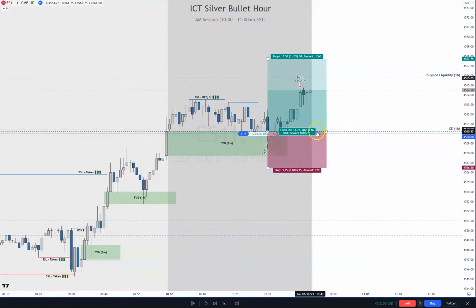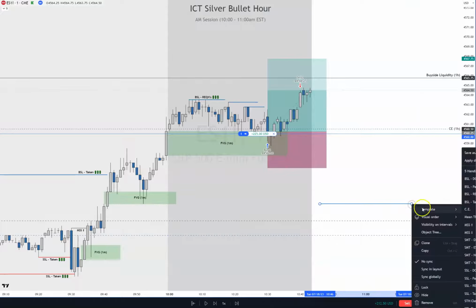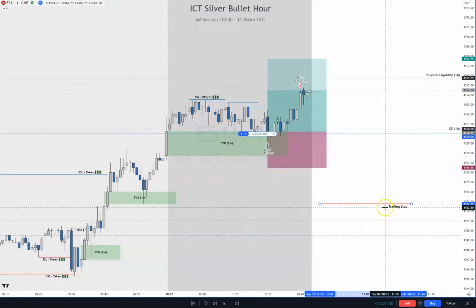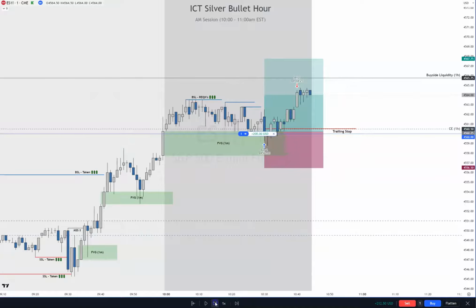Now I stopped at break even right now. Once I take a partial, I always move my stop to break even. So let's just put that on here right now. Let's just name it what it is: trailing stop. My trailing stop's one tick above right here. That's where my stop's at right now.